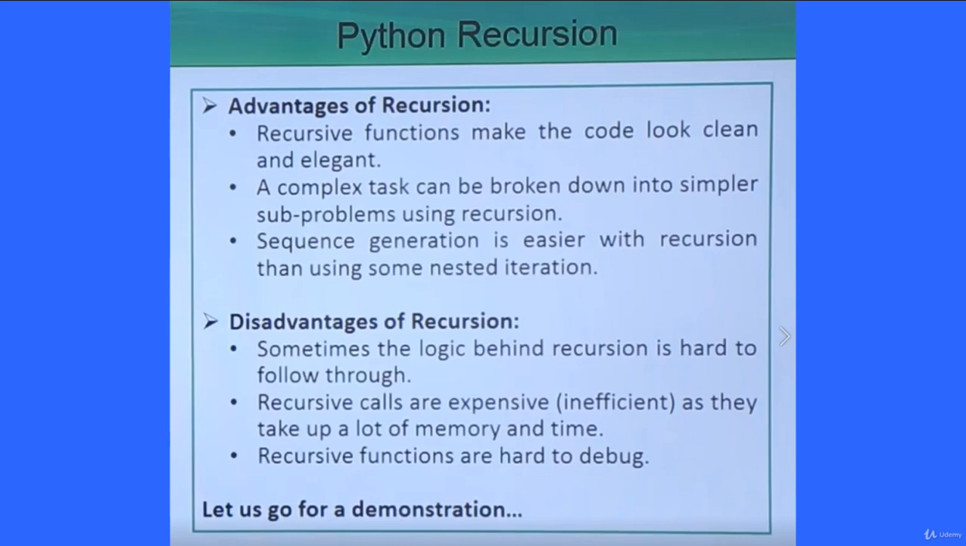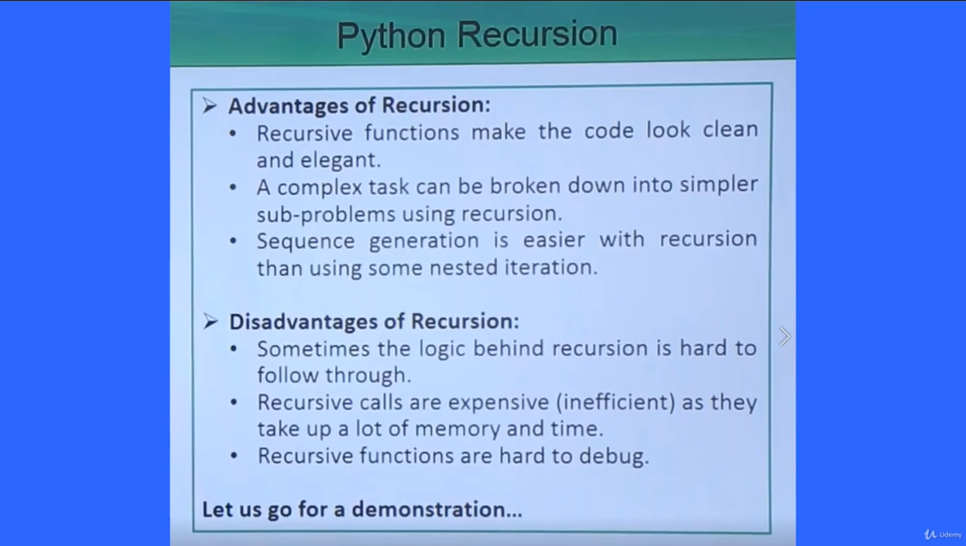Now, what are the disadvantages of recursion? Sometimes the logic behind recursion is hard to follow. So that is a very important one. While writing a recursive algorithm, you must have a good grip over the programming logic. Otherwise, sometimes the recursive algorithm will become too tricky for you to understand the logic.